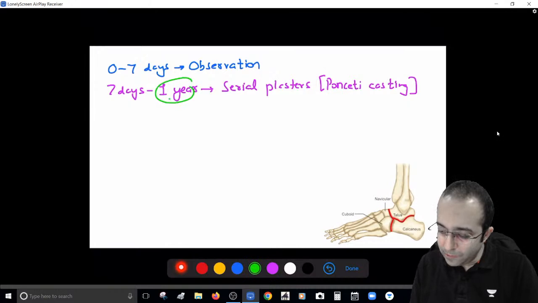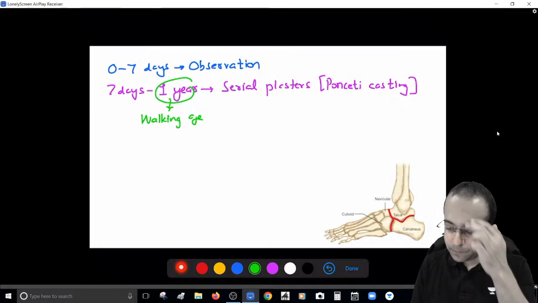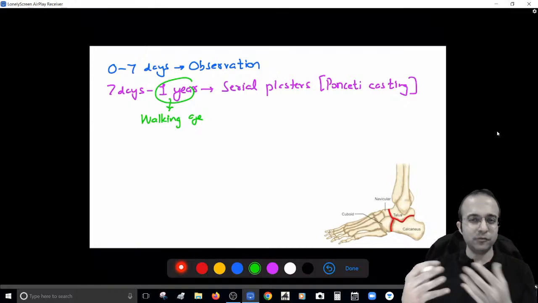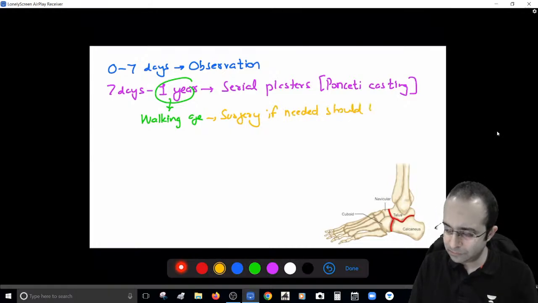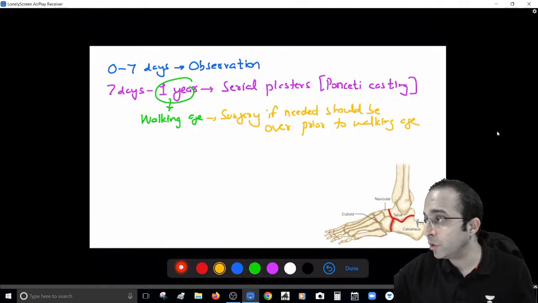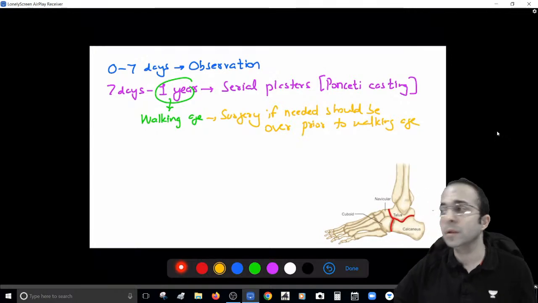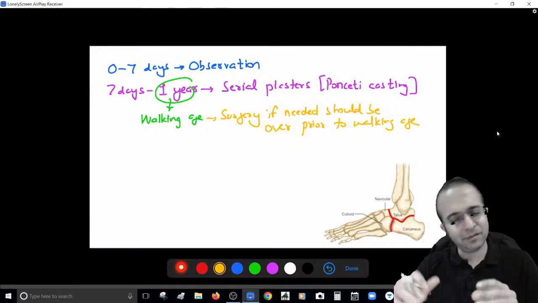Now, 1 year is the walking age. Okay? So, after a year, the child starts walking. The goal is that surgery, if needed, should be over prior to walking age. क्योंकि बच्चे को टेढ़े पैर के साथ चलाओगे तो 10 तरह की और कॉम्प्लिकेशंस होगी, डिफॉर्मिटी और ज़्यादा आगे बढ़ेगी, और ज़्यादा ख़राब होगी. So the goal is that if till 1 year it's not been corrected by plasters, तो सर्जरी कर दो.